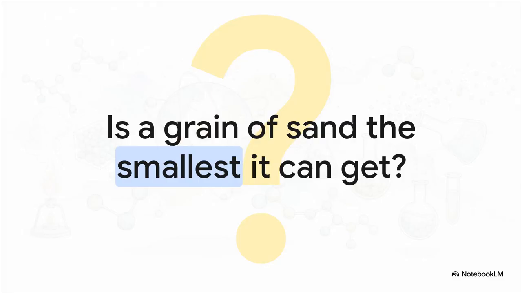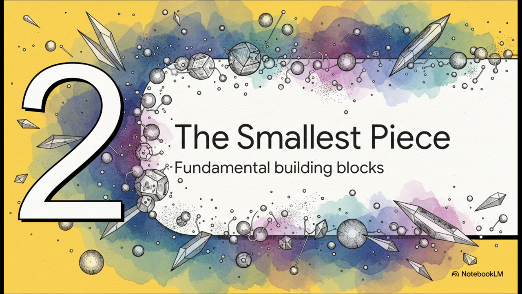So this whole process is a perfect example of how big things are just made up of smaller things. But is that it? Is a grain of sand as small as it gets? Is that the end of the road? Or can we go even smaller? And that question leads us right into our next section, the smallest possible piece.